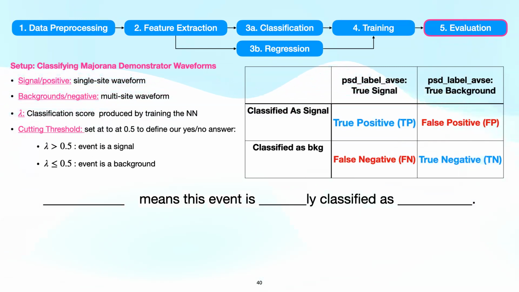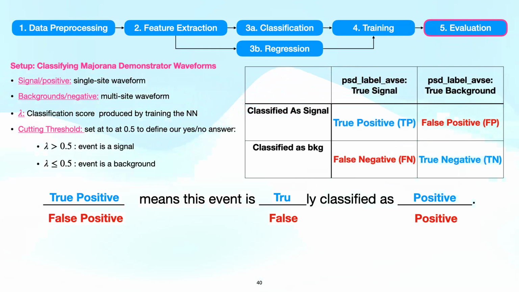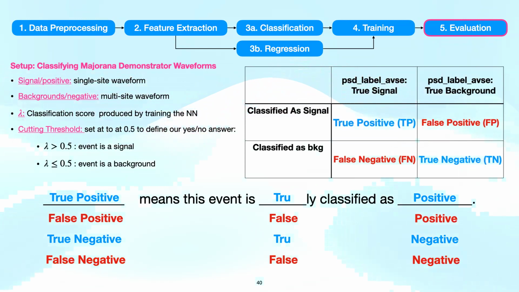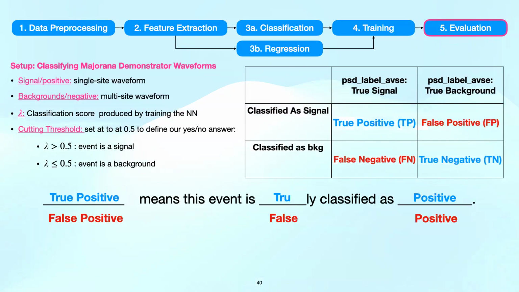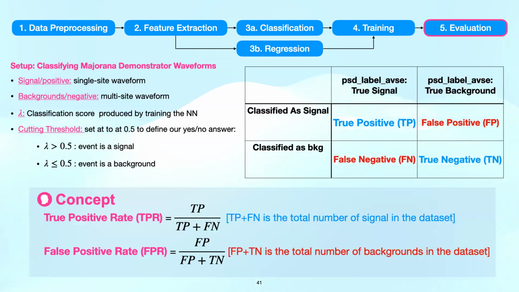So what does this mean? You just fill these words into the sentence. True positive means this event is truly classified as positive. False positive means this event is falsely classified as positive, which means it's actually a negative, but it was classified as positive, right? True negative means this event is truly classified as negative, and false negative means this event is falsely classified as negative.